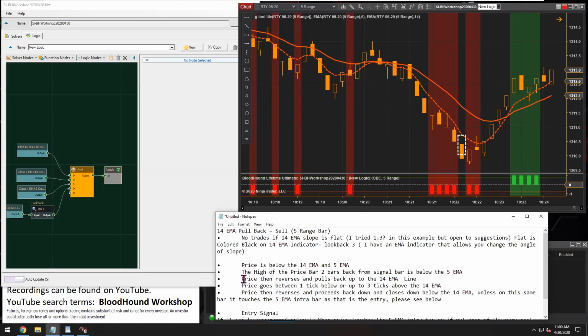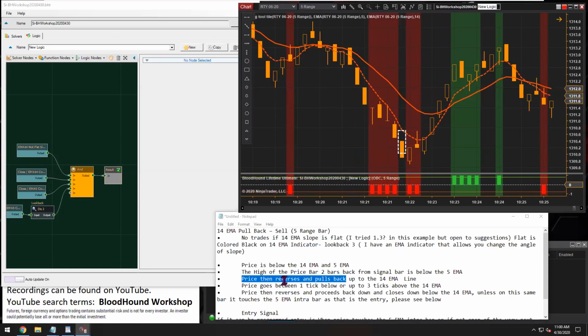All right, let's take a look at the next one here, our third one down. Price is reversing, going back up to our EMA4 line. And of course, this is just a broad general statement. So there's no solver for that because that's not an actual condition. So there's nothing we can do there.